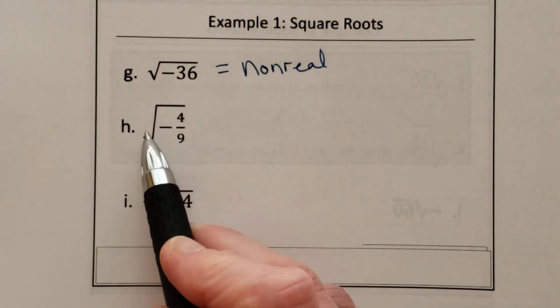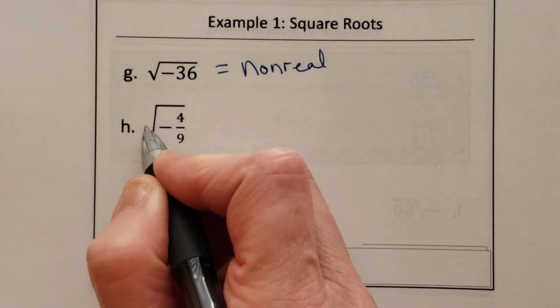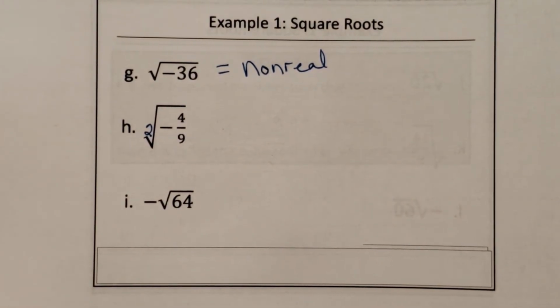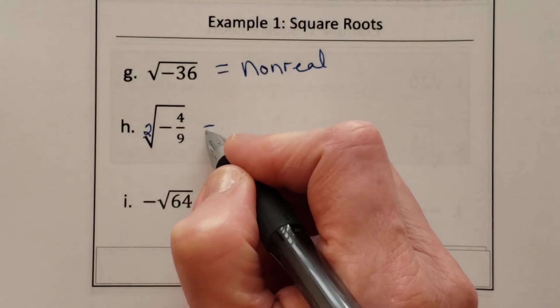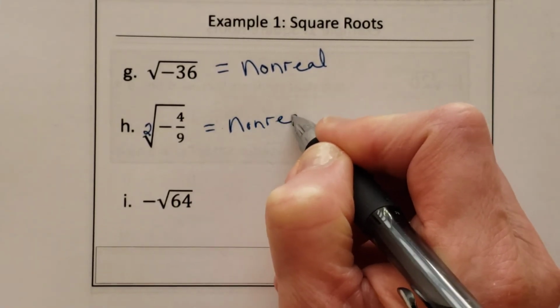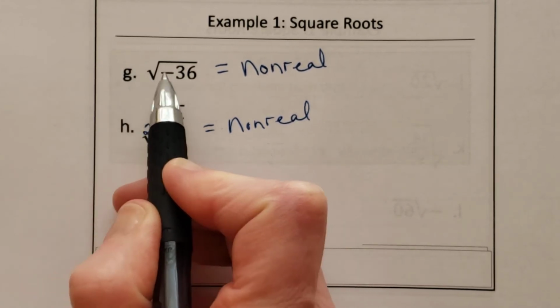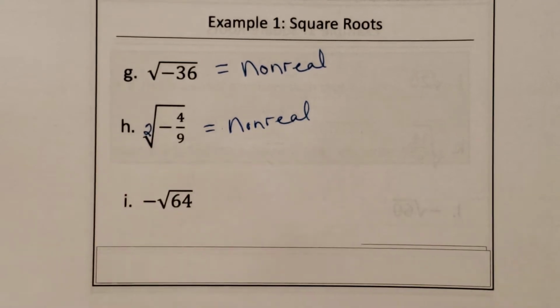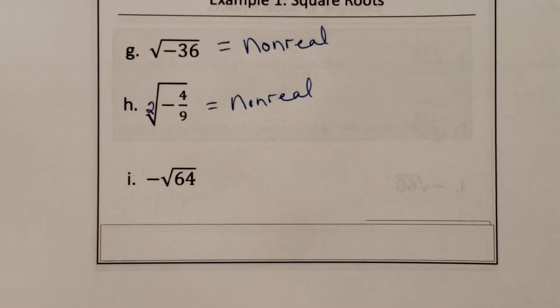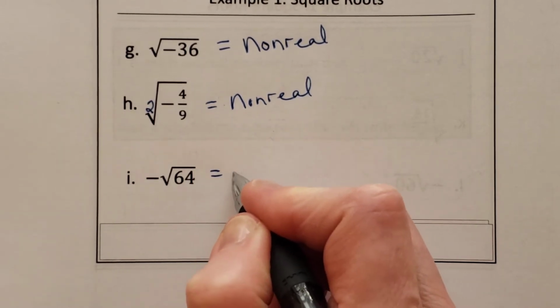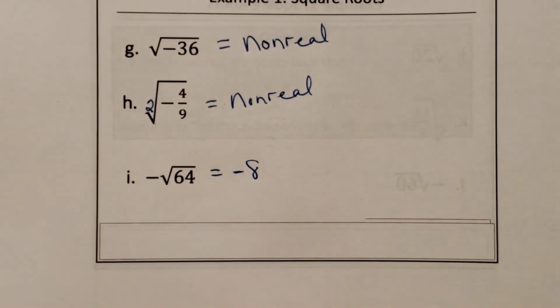Letter H is asking for the square root. If you don't see a number there, it's always an assumed 2. It's asking you what is the square root of negative 4/9. Well, since there are no numbers that multiply to give you a negative number, this answer is also non-real. So if the negative is outside the radical, it is a real answer. But if it's inside and if it's a square root, the answer is non-real. Letter I is asking what is the opposite of the square root of 64. Since the square root of 64 is 8, the opposite of 8 is negative 8, which is a real number.